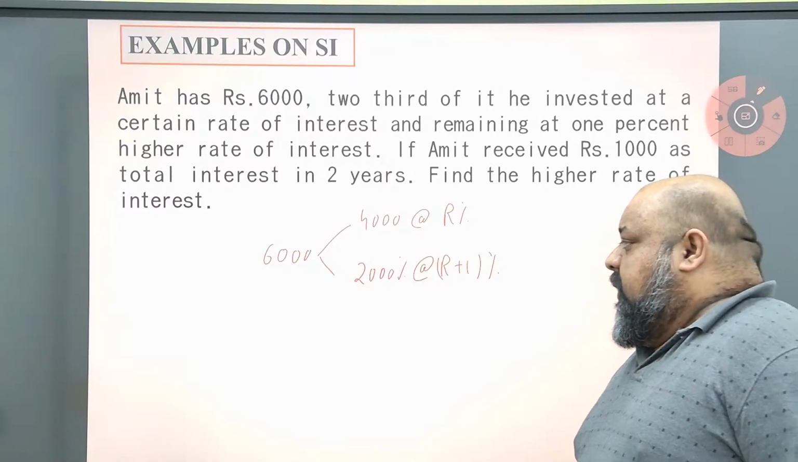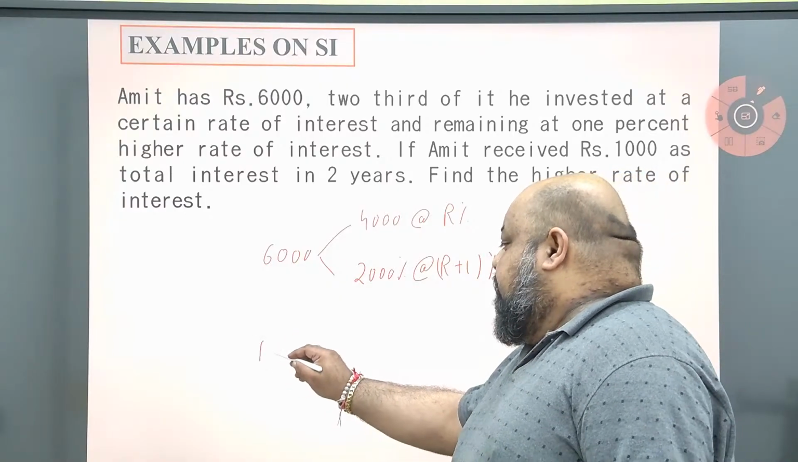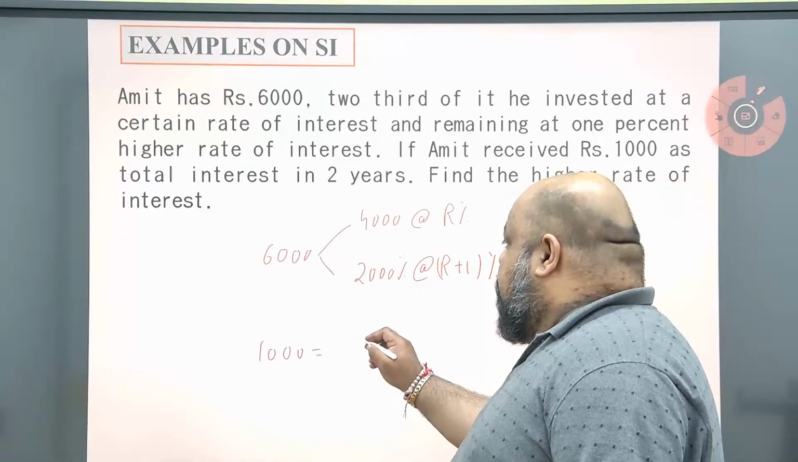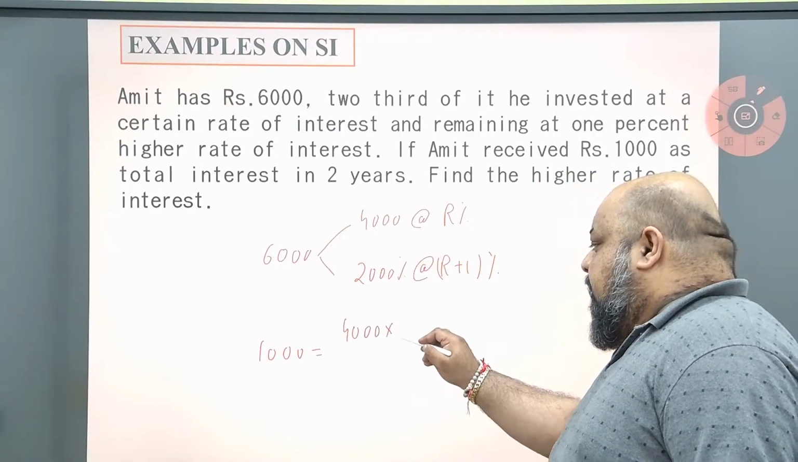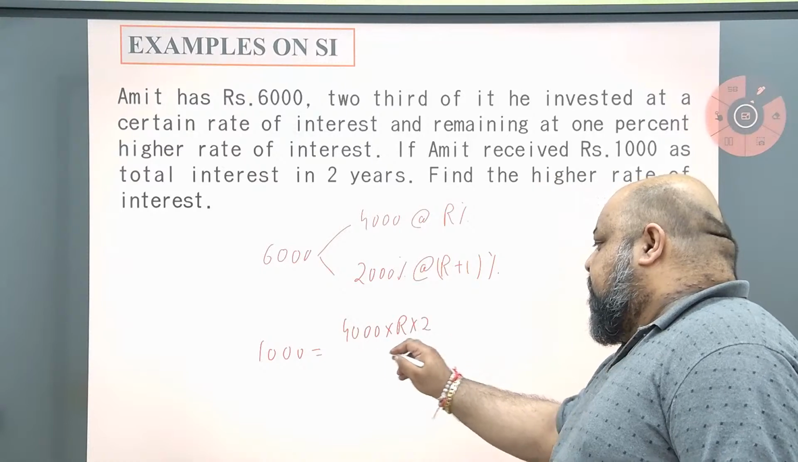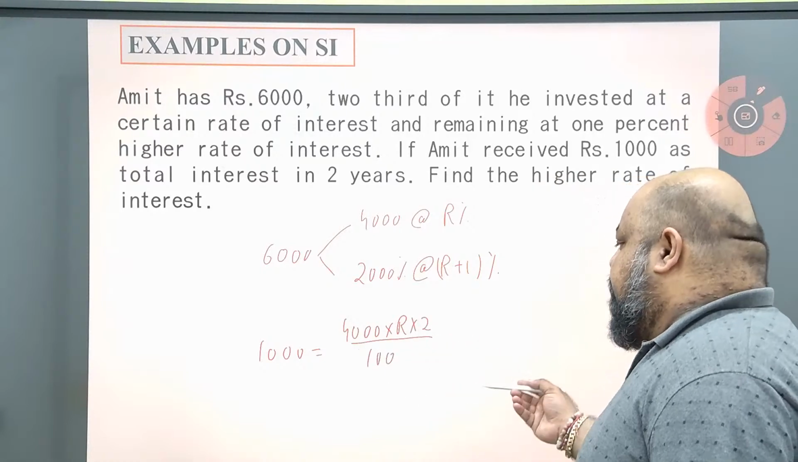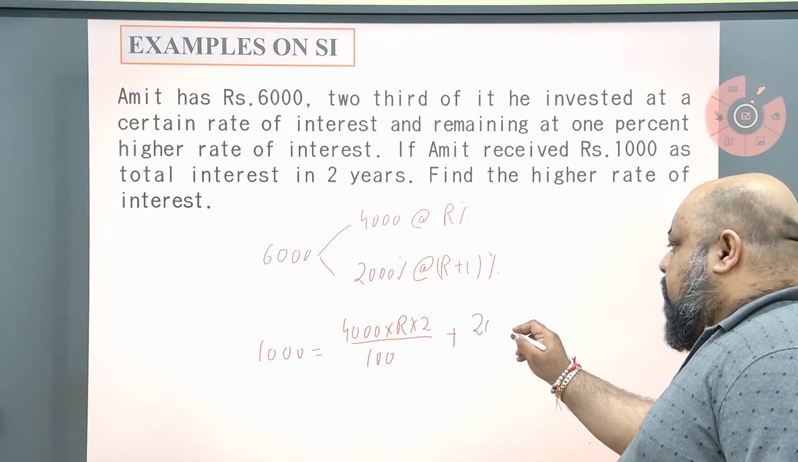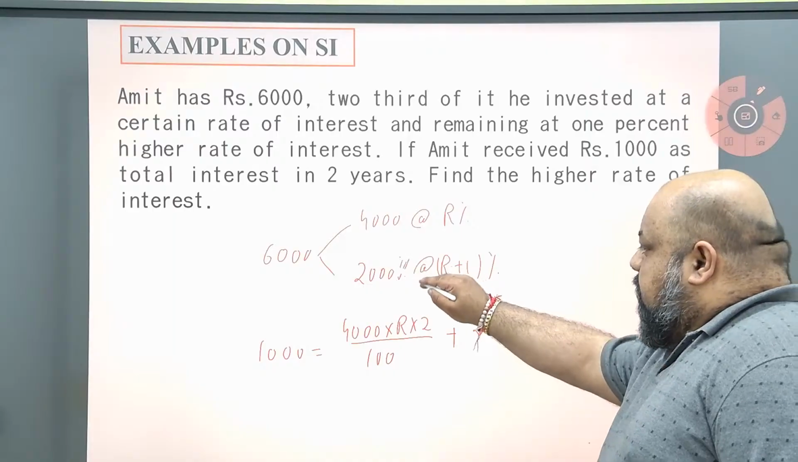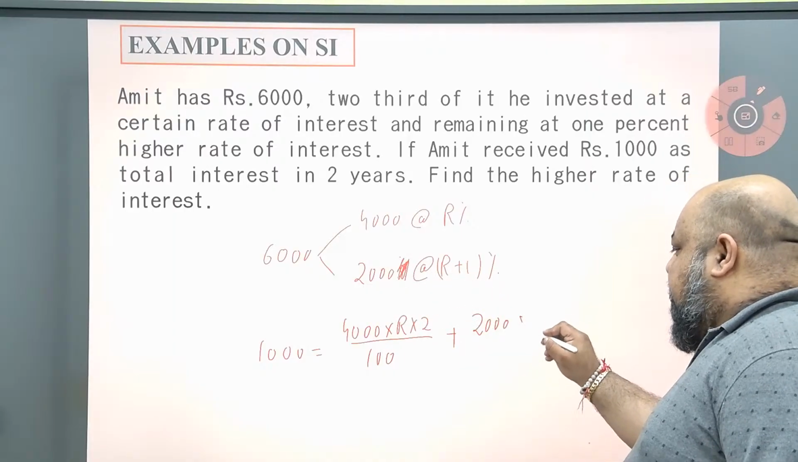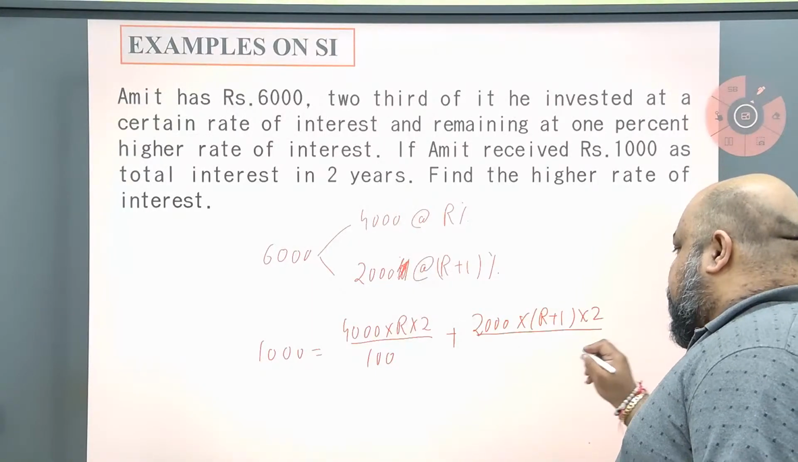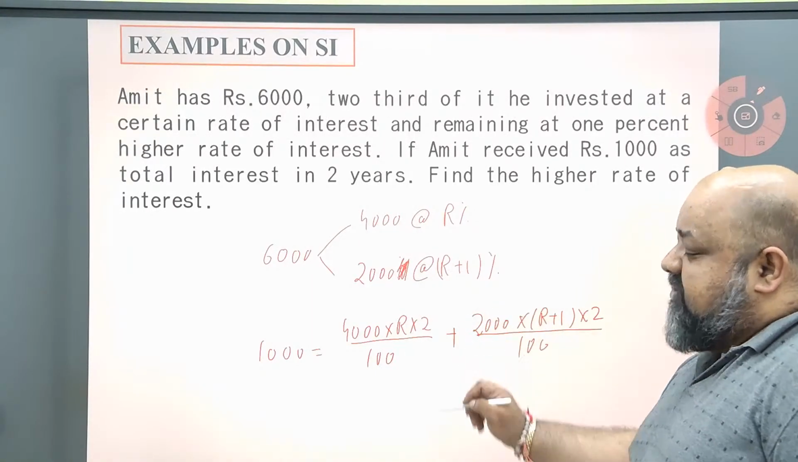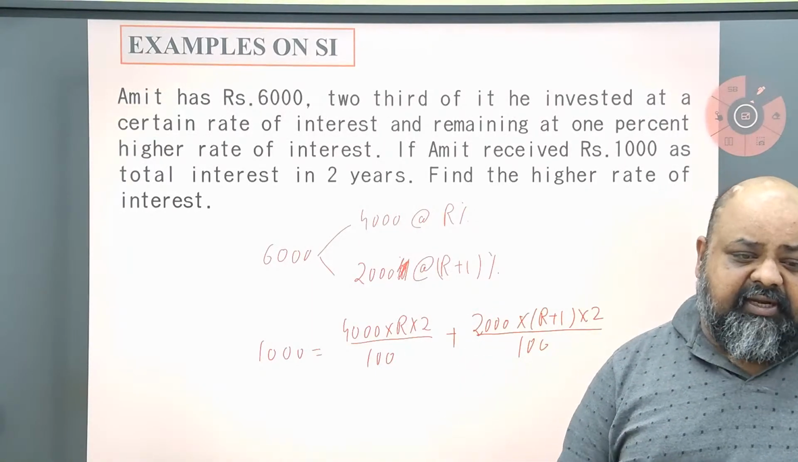So we write the total interest 1,000 is equal to, in the first case, 4,000 at R% for 2 years and 2,000 at R plus 1% for 2 years. I have an equation in R. We can solve to get the answer.